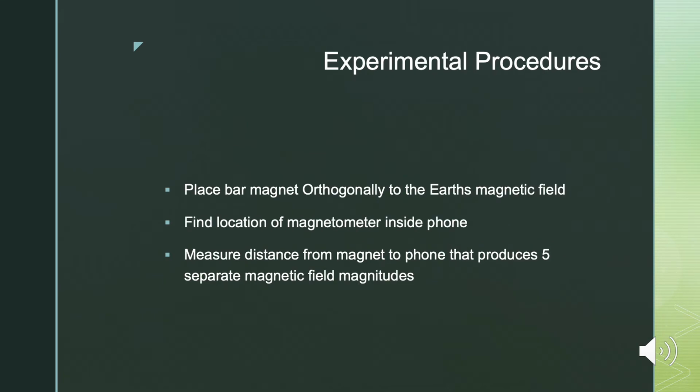To complete this experiment, first we determined the position for our bar magnet to compensate for magnetic north by rotating our phone until the Earth's magnetic field had a 0 x component. Then we found where exactly in our phone the magnetometer was, and using this position, we measured the distance from the magnet at which the magnetometer produced 5 different magnetic field magnitudes.